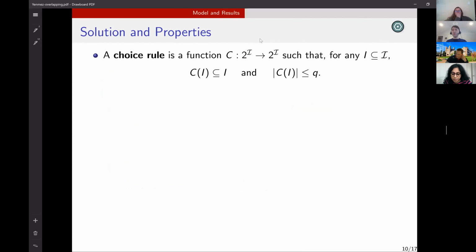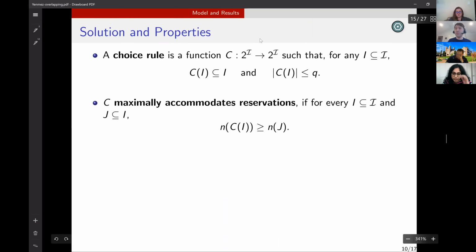So our solution concept is a choice rule. All of the positions are the same, homogeneous goods, homogeneous positions. Therefore, what we study is a choice rule. A choice rule is going to be a function C, and given any set of individuals I, it is going to return a subset of the set I, and it is going to choose at most q individuals because there are q positions.